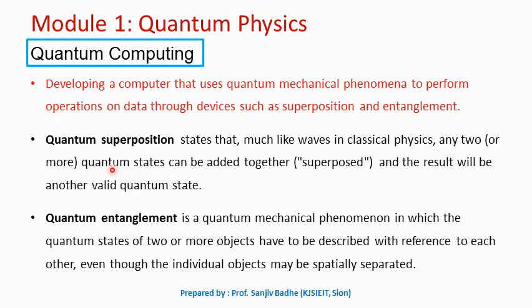It says that any two quantum states can be added together and the result will be a valid quantum state. And quantum entanglement is a quantum mechanical phenomenon in which the quantum states of two or more objects have to be described with reference to each other, even though the individual objects may be spatially separated.